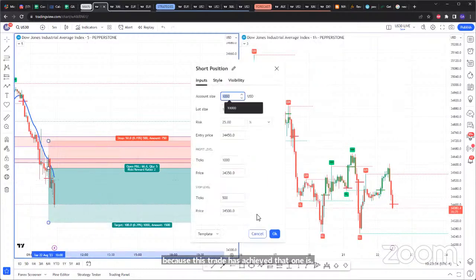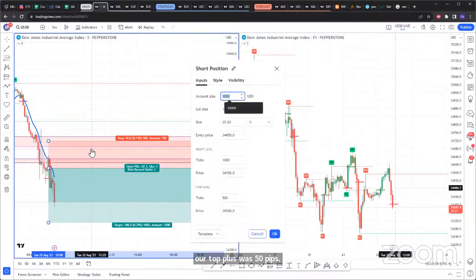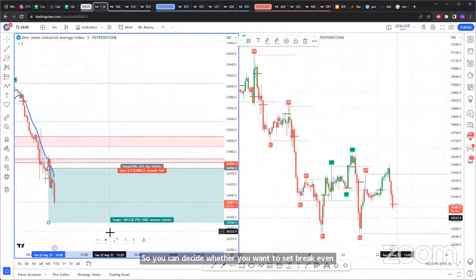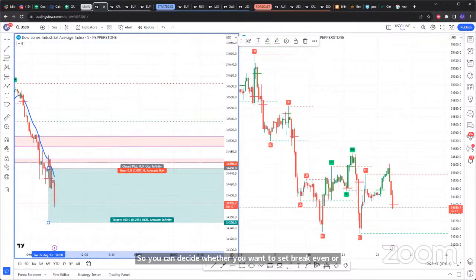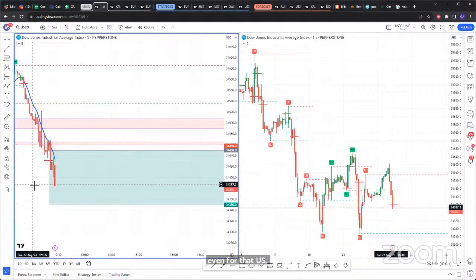Our stop loss was 50 pips. We've already achieved 50 pips for this trade, so I am setting break even for this trade. You can decide whether you want to set break even or secure some, or do both. Personally, I'm at break even for that US30 sell. If this trade hits for me, it's a 0.5% risk gain for me.